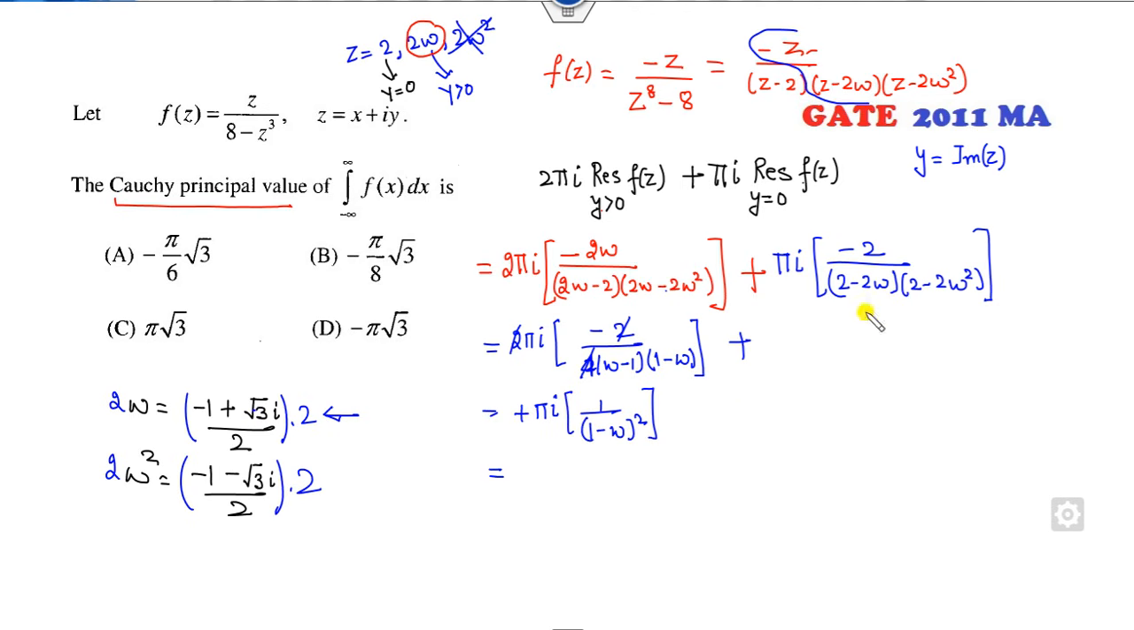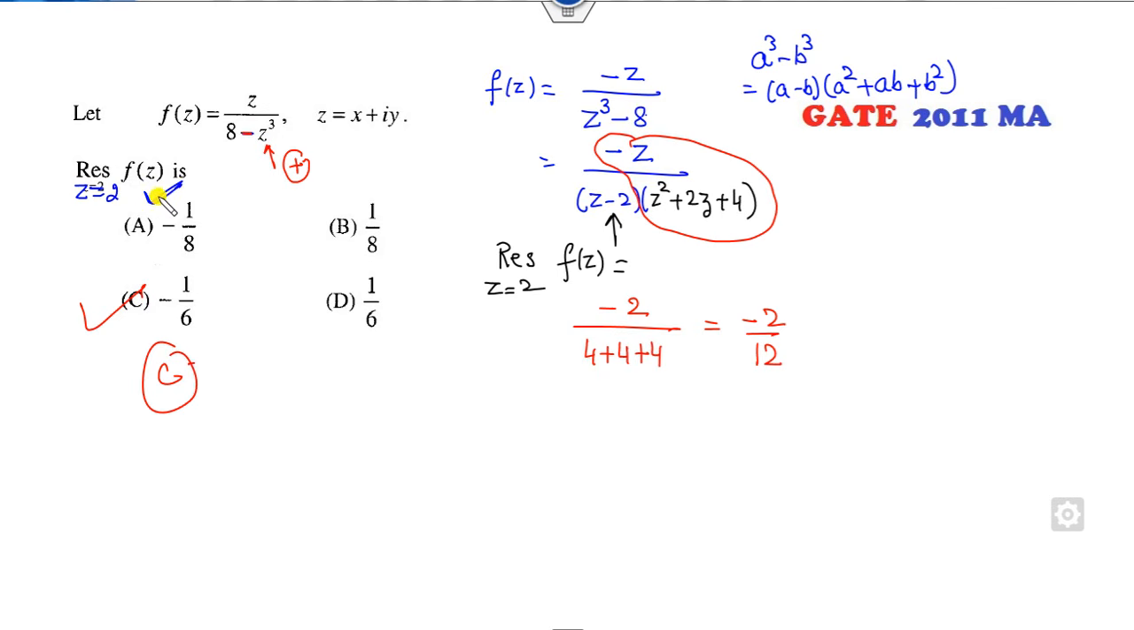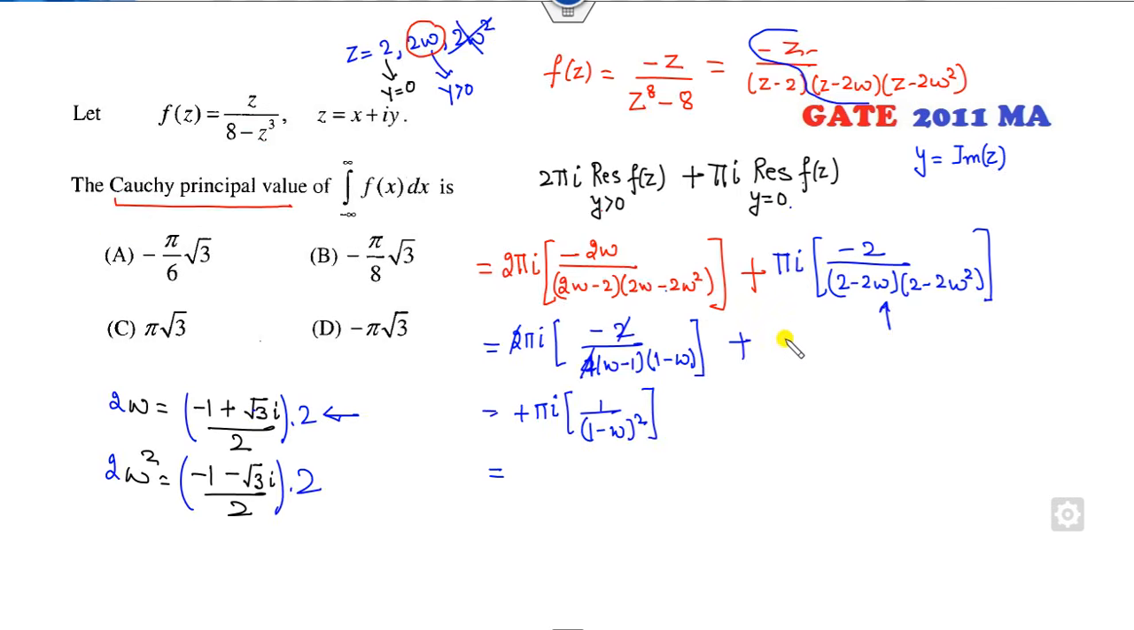Now plus, I can take 2 as common, or otherwise this is the value corresponding to z equal to 2. I already computed this value as minus 1 over 6. You can see this is the same value. This is the residue at z equal to 2, minus 1 over 6. So it is pi iota times minus 1 over 6, that is minus pi iota over 6. So I can take pi iota common. It is 1 over (1 plus omega square) minus 2 omega, minus 1 over 6.